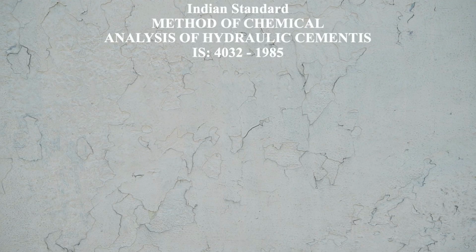cement. Now another BIS code is Indian Standard Method of Chemical Analysis of Hydraulic Cements, IS 4032, 1985. It deals with the chemical analysis of hydraulic cement. Now, let us start with the testing of Portland cement.